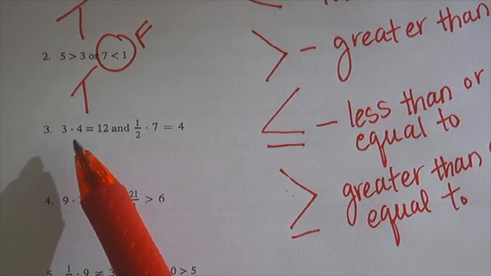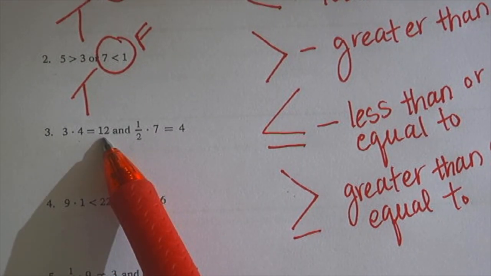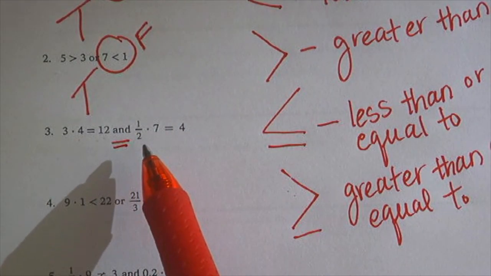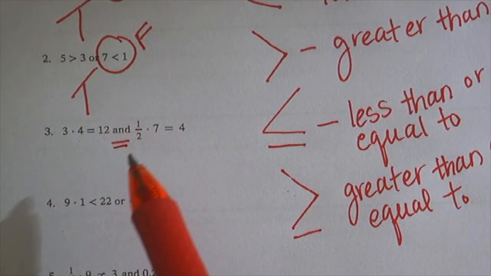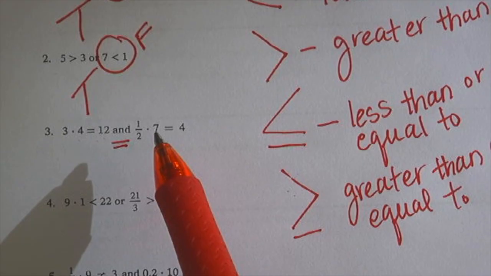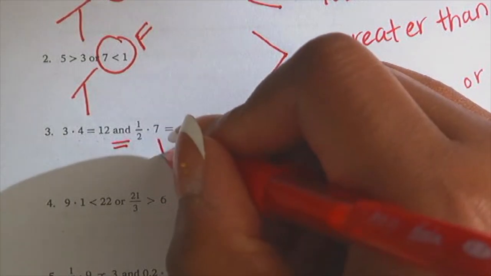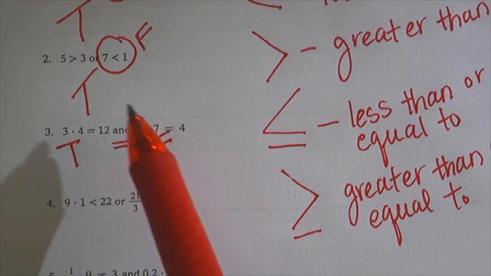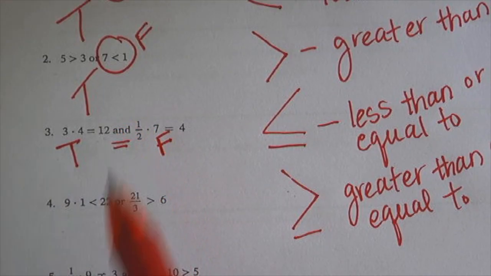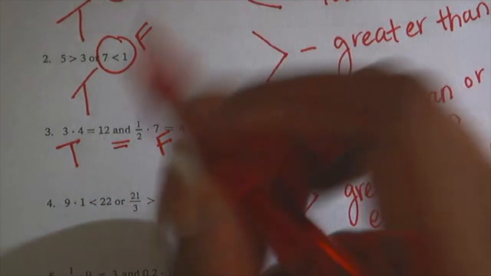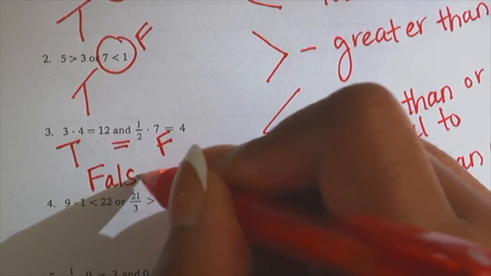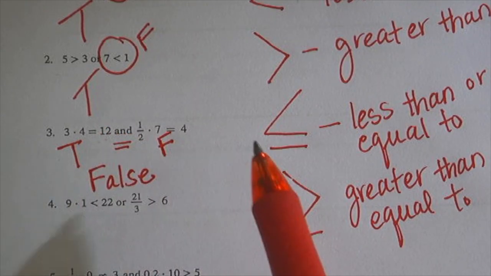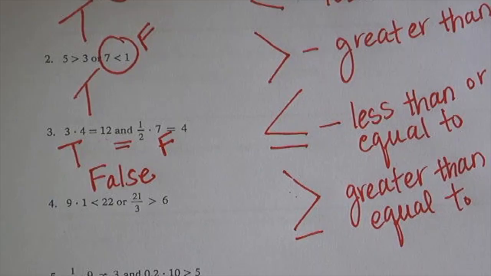All of high school, we're going to be using these inequality symbols. So let's go on to number 3. Number 3 says 3 times 4 equals 12. That is correct. But we have this and here, which means this also needs to be true for all of it to be true. 1/2 of 7 is 3.5, not 4. So this half is true, this half is false, and we have the and holding together this compound statement. So since one of them is false, this entire statement is false. If this had said or, the fact that we had one that was true would make the whole statement true.